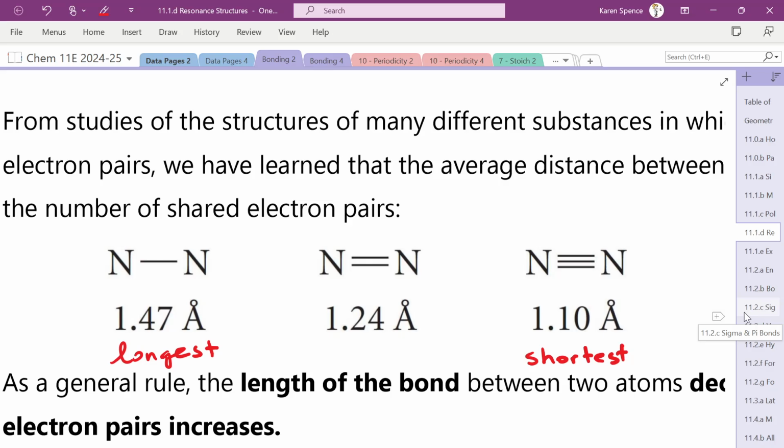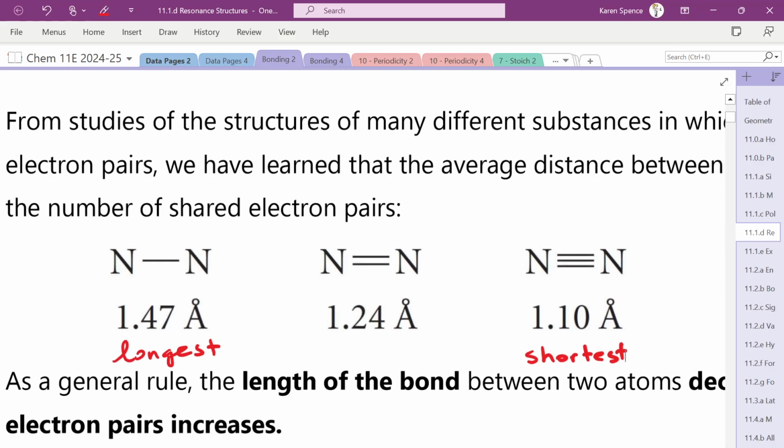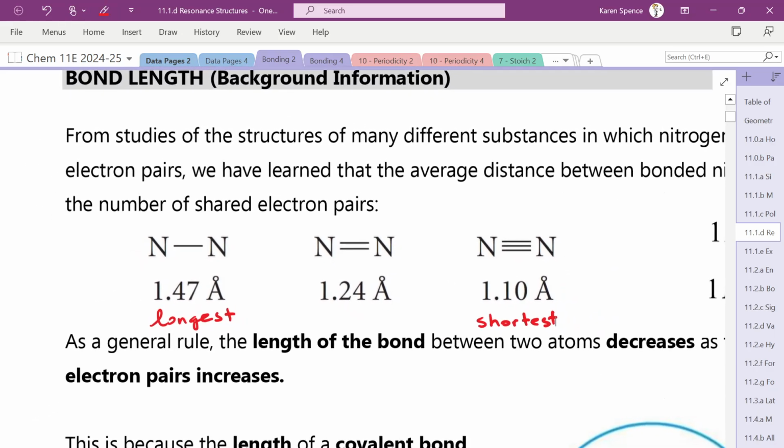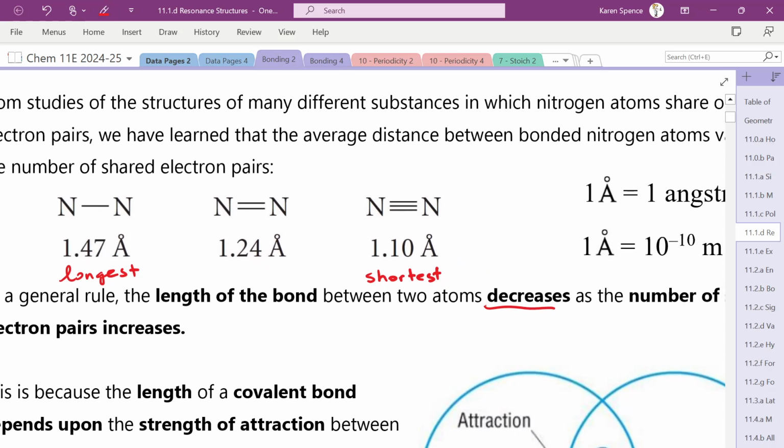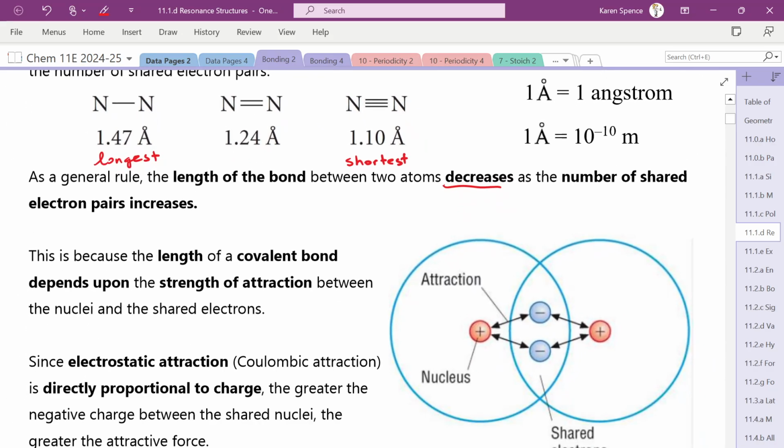And of course, the double bond is somewhere in between the two. So we go from the longest to the shortest. So the length of the bond decreases as the number of electron pairs increases. And hopefully, at this point, you guys are familiar with this bonding here.